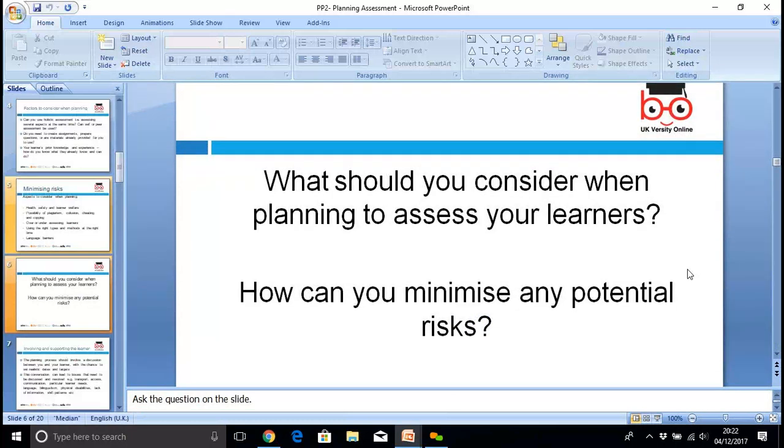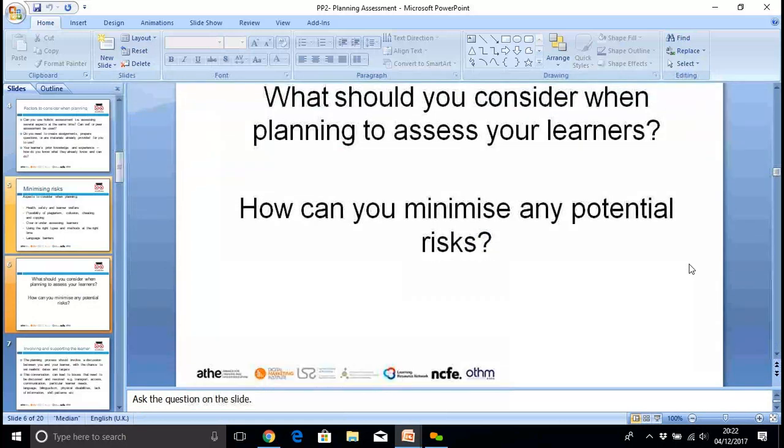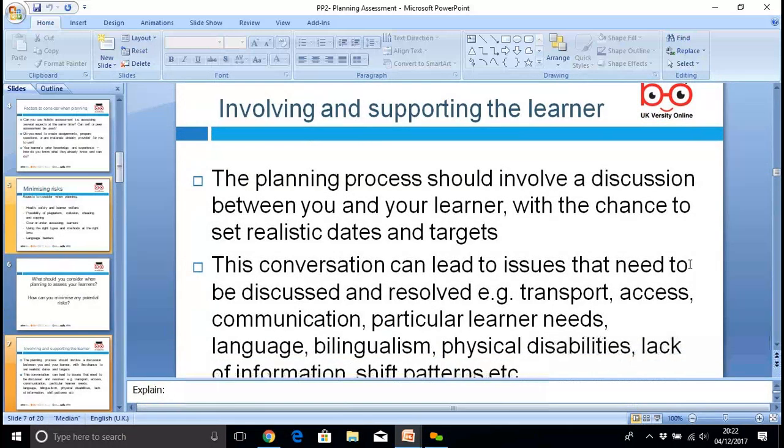What to consider when planning? How can you minimise any potential risks? It should involve a discussion between you and the learner with the chance to set realistic dates and targets. And again, this comes back to my mentioning that the learner should be dictating when they are ready for assessment. If it be a practical observation, then they can tell you when they're ready to do that. If it's academic work, it can be sent in to you to look at and give some feedback on to point them in the right direction.